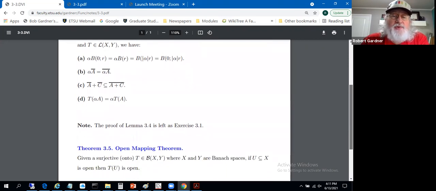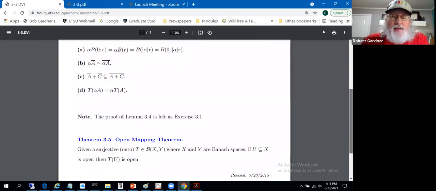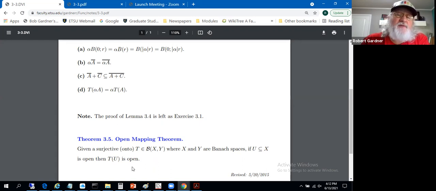And now for the star of today's discussion, and the last thing we'll look at, though it's going to take us a while to get through this. The open mapping theorem says, given a surjective, that is onto, bounded linear transformation T, where X and Y are Banach spaces, if U is an open set in Banach space X, then T of U is an open set in Banach space Y. So the hypotheses are: surjective or onto, bounded linear transformation. T is bounded. That wasn't mentioned in the lemma, but we need it here, and we'll see where. And X and Y are Banach spaces, so there's completeness with the X and the Y.